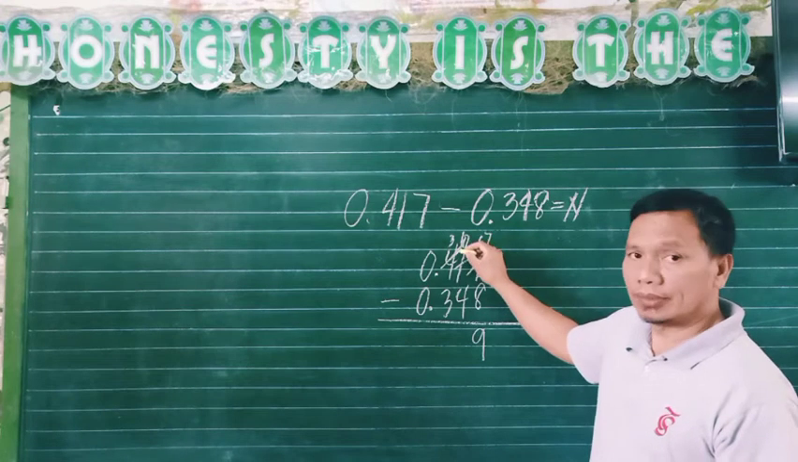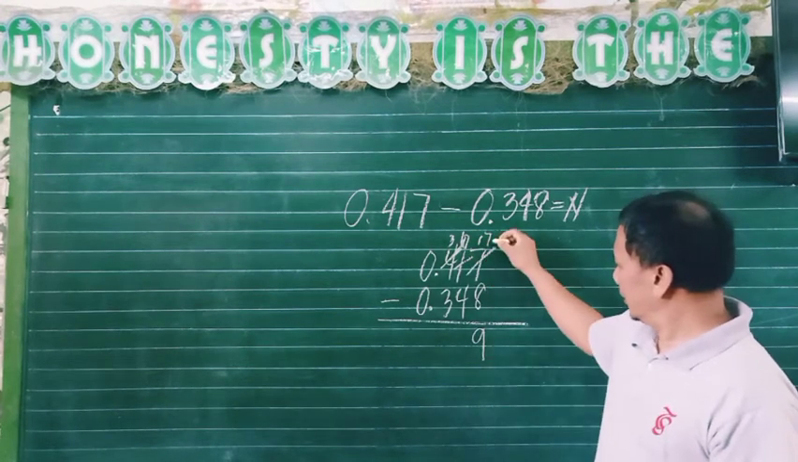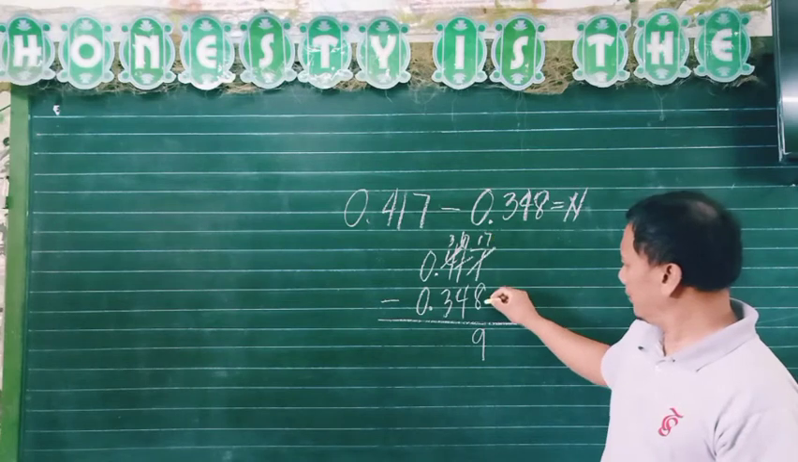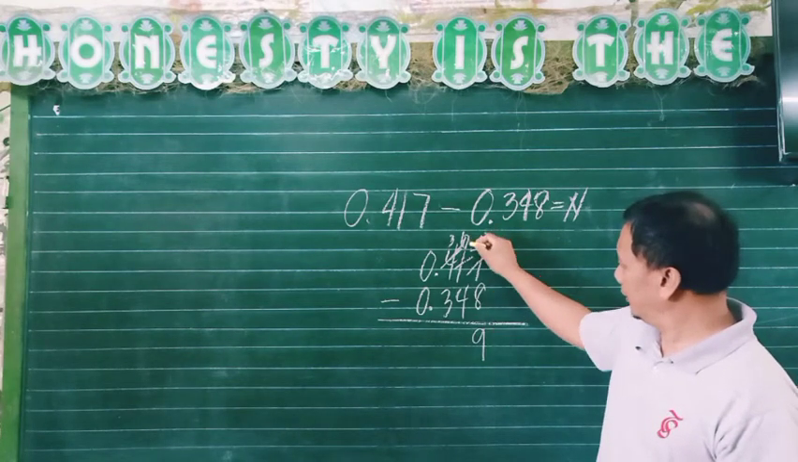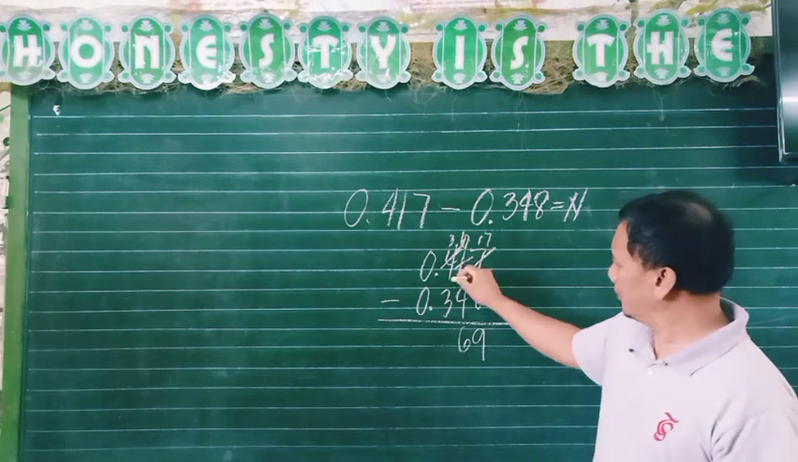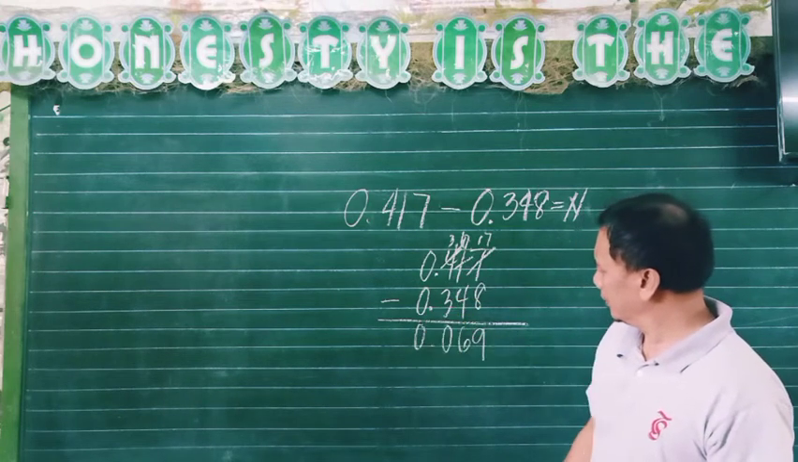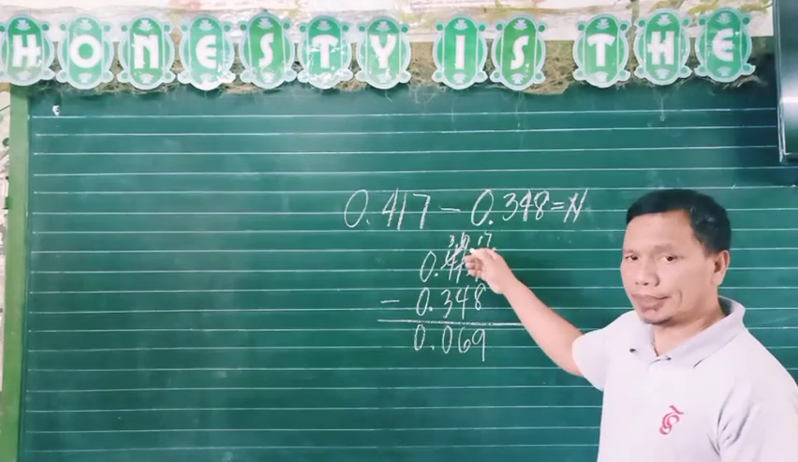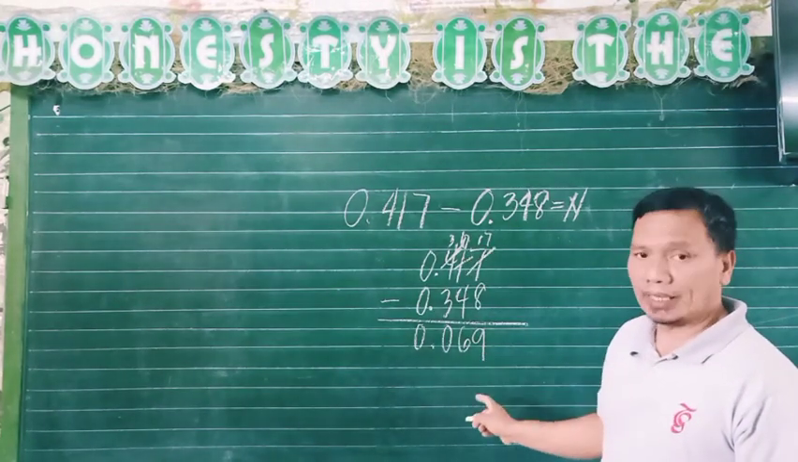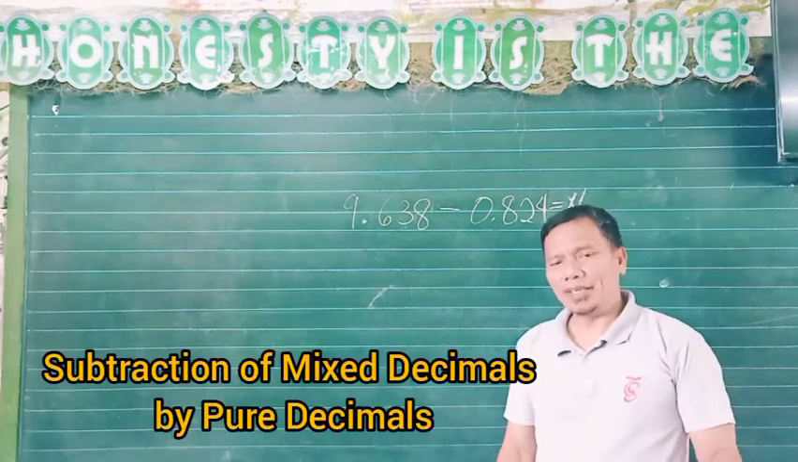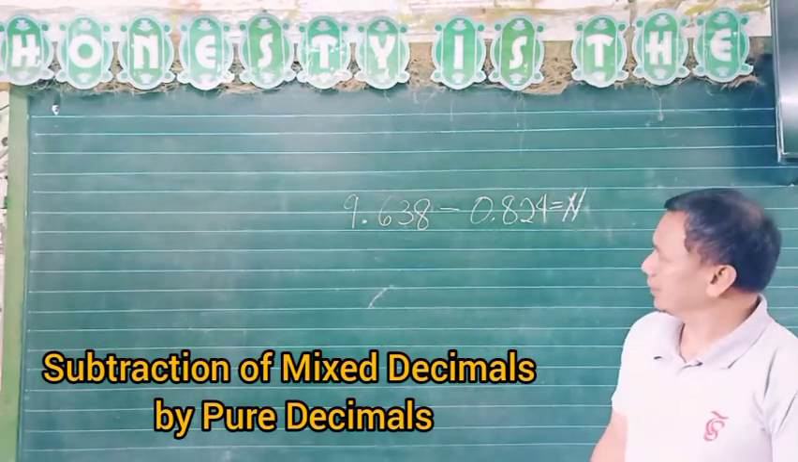So, starting subtracting again. So 17 minus 8 equals 9. And then 10 minus 4 equals 6. And 3 minus 3 equals 0. And then the decimal point, then 0. So the answer now of our example on the board is 0.069. Okay, we come now to another example.